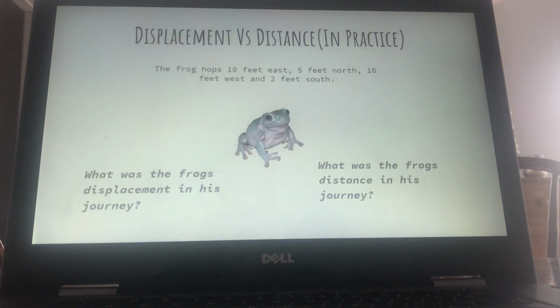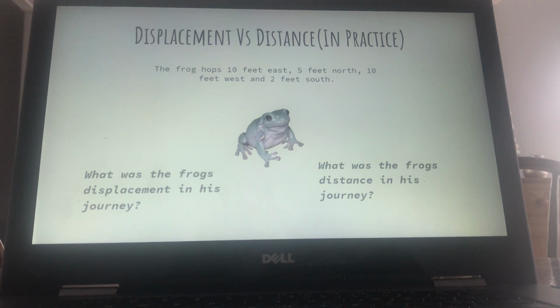So going back to these vector versus scalar, displacement is the vector value, while distance is the scalar. So displacement only takes into account your net movement. So if you move 10 meters up and 10 meters down, you've moved nowhere. And distance would say it doesn't matter what direction you moved in. If you moved 50 meters this way and 60 meters that way, you moved 110 meters.